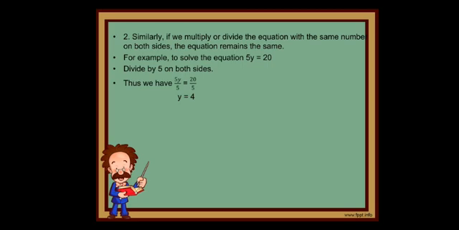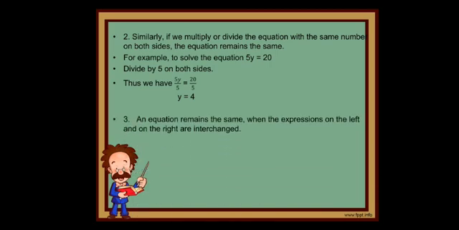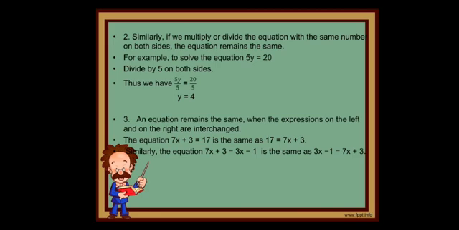One more thing. If you interchange the LHS and RHS, then also the equation remains the same. An equation remains the same when the expressions on the left and on the right are interchanged. Suppose we have an equation 7x plus 3 is equal to 17. That is the same as 17 is equal to 7x plus 3. Similarly, the equation 7x plus 3 is equal to 3x minus 1 is the same as 3x minus 1 is equal to 7x plus 3. If you interchange the LHS and RHS, the equation remains the same.